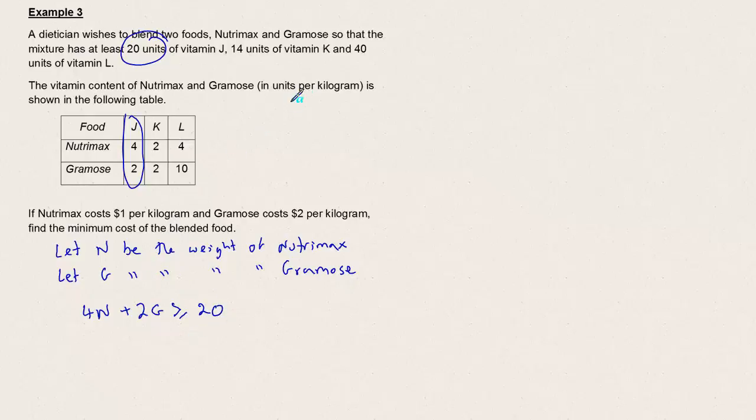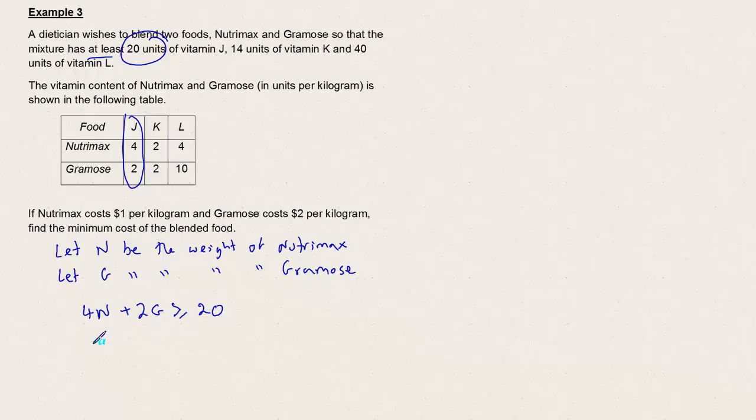So we know that every kilogram of N has 4 units of vitamin J, so that's the 4N. Every kilogram of Grammos has 2 units of vitamin J, that's the 2G. So if we add those together, it's got to be more than or equal to 20 because we need at least.